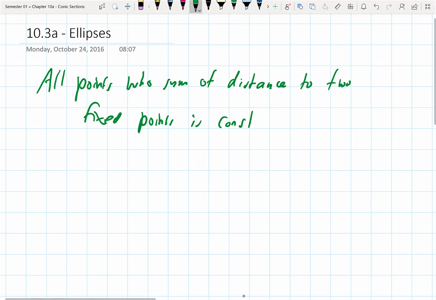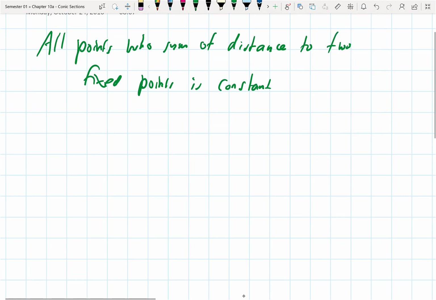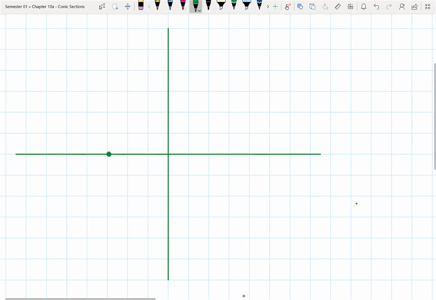Now for this one, what I'm going to do to illustrate this is draw a grid where I'm going to put two ordered pairs here and here. Instead of a focus, we're going to call them foci because there are two of them. And I'm going to put a point 4 units up, because I'm choosing 4, that I know is the same distance to this point as it is to this point.